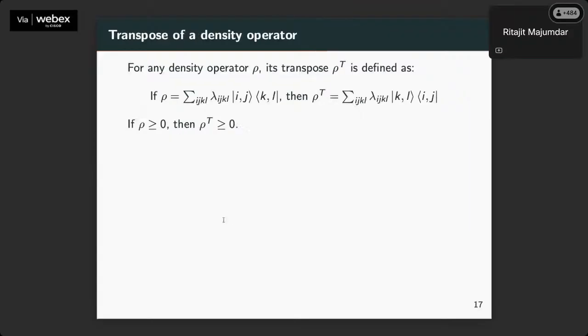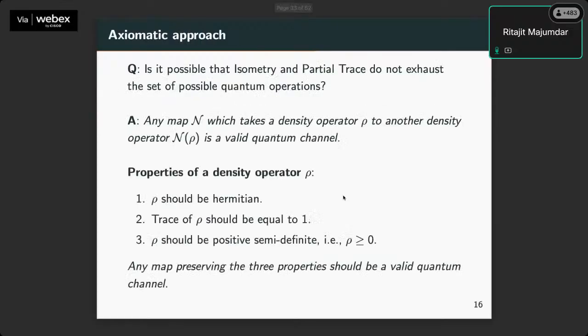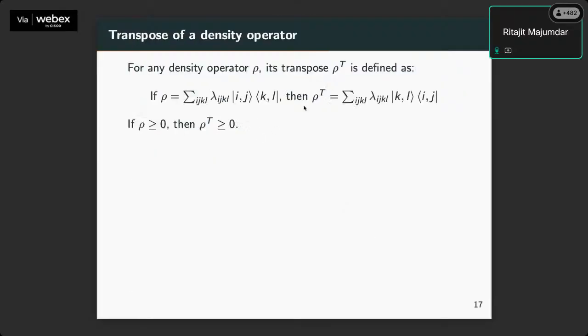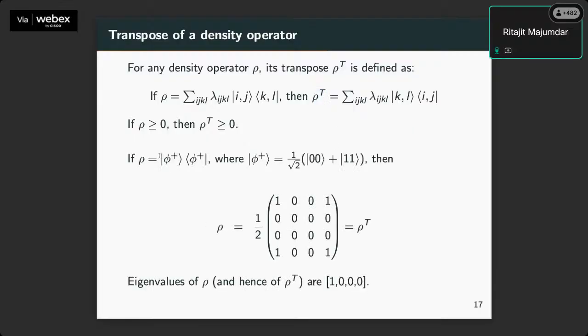But the question is, let's say I have a 2-qubit system, and I want to take the transpose of the system. If I transpose the system, you see I and K are interchanged here, J and L are interchanged here. This is the transpose of the system. And it satisfies that if rho is greater than or equal to 0, then rho transpose is also greater than or equal to 0, which means that if this is a valid density matrix, this transpose is also a valid density matrix. You can check with one example of a Bell state that the eigenvalues of rho and its transpose are all non-negative. So it's fine. That means you can take transpose as a valid quantum operation. It should be a valid quantum operation.